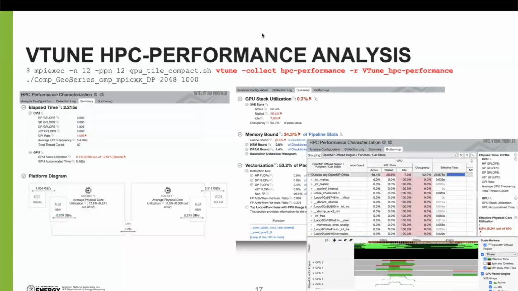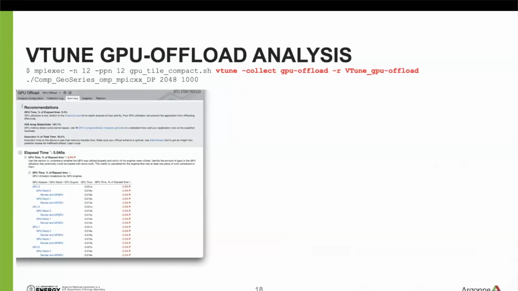And then let's say we see the GPU stack utilization is pretty low, so I want to check why it happened. Maybe this is because of the offload cost. So in this case, I ran the GPU offload analysis. The only difference is I changed it to collect GPU offload instead of HPC performance. When I ran it, I got this analysis, and then it shows the per GPU.